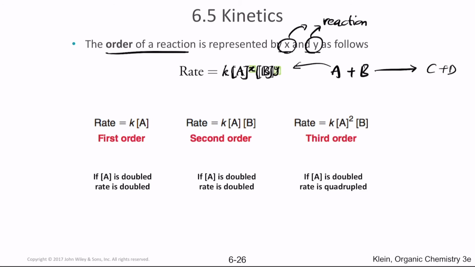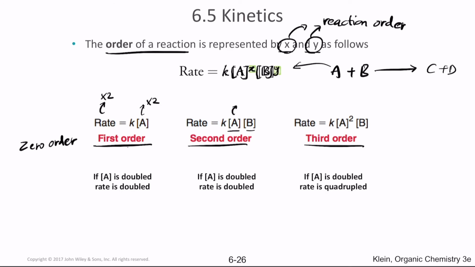Depending on the value of those reaction orders, we can classify the reactions into four types: zero order, first order, second order, and third order. In a first order reaction, if the concentration of A is doubled, the rate also doubles. But in a second order reaction, if A is doubled and B is doubled, the rate of the reaction will increase by 4 times.